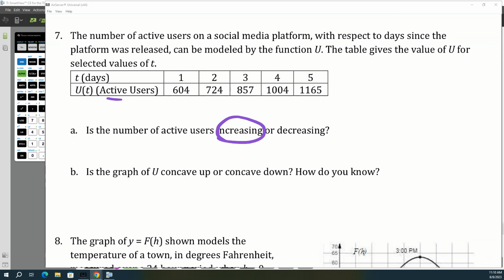All right, B, is the graph of u concave up or concave down? What do you need to be able to answer that question? Rate of change. Does this graph or this table give you the rate of change? No. Do we know how to find the rate of change? Yes. So I purposely left some space. We're going to add a column here for the rate of change of u of t. Now, the rows are not going to be the same. We're finding the rate of change between 1 and 2, 3 and 4, and 4 and 5. I know that looks kind of weird. You're not used to seeing a table like that.